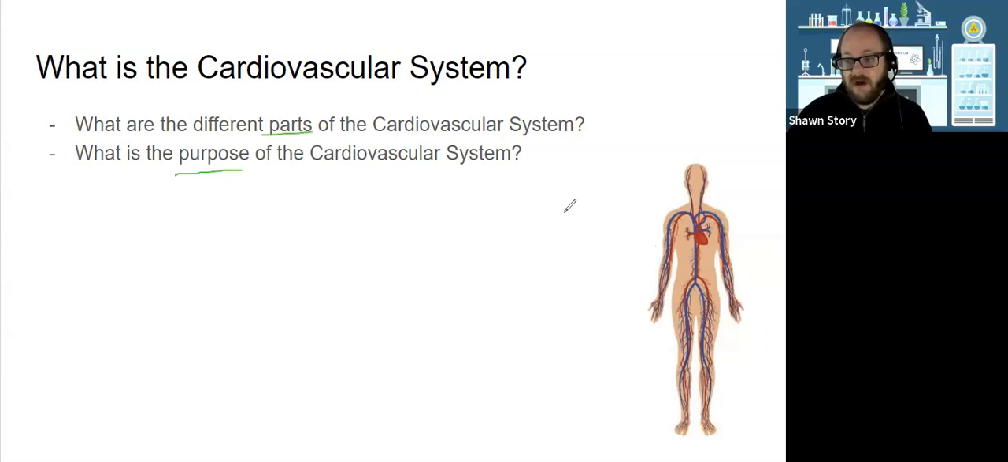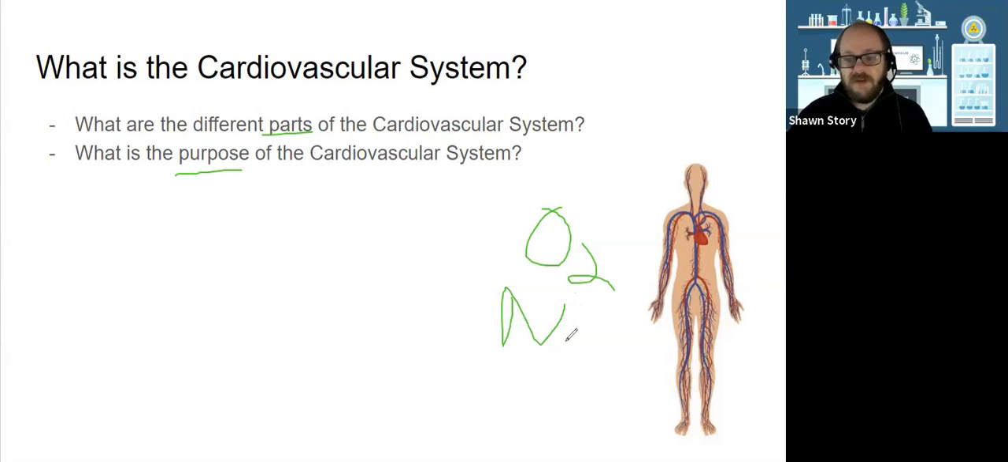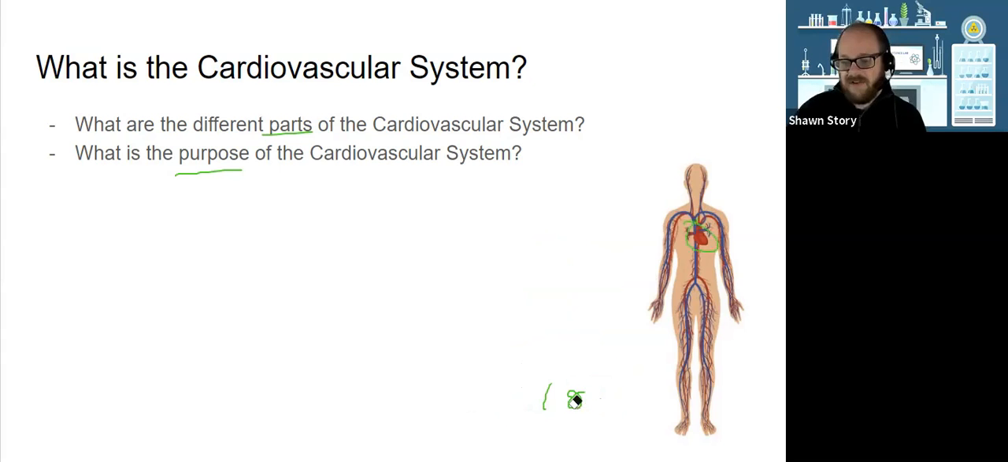Oxygen. Okay, yes, we need that oxygen, the O2. I'm going to use the chemistry form. Yep, oxygen, getting oxygen through our whole body. All right, what else? Nutrients. Yep, getting all those nutrients. Blood. Those nutrients. The heart. Yep, we see blood, definitely. We see the heart right there. Anything else?